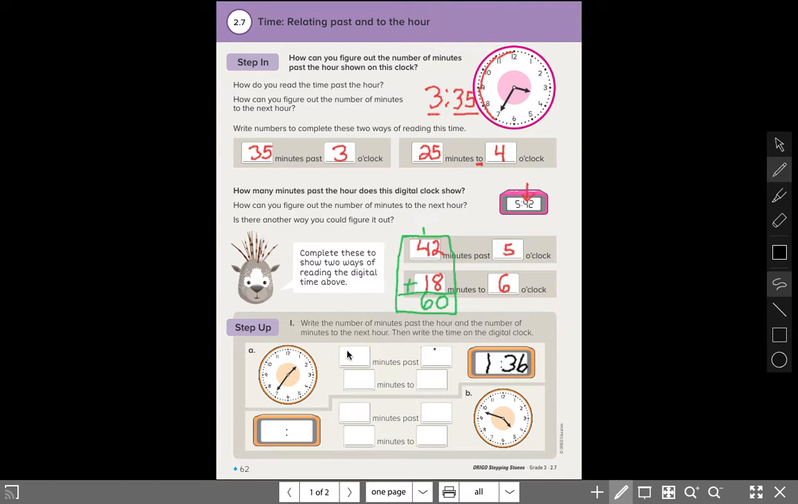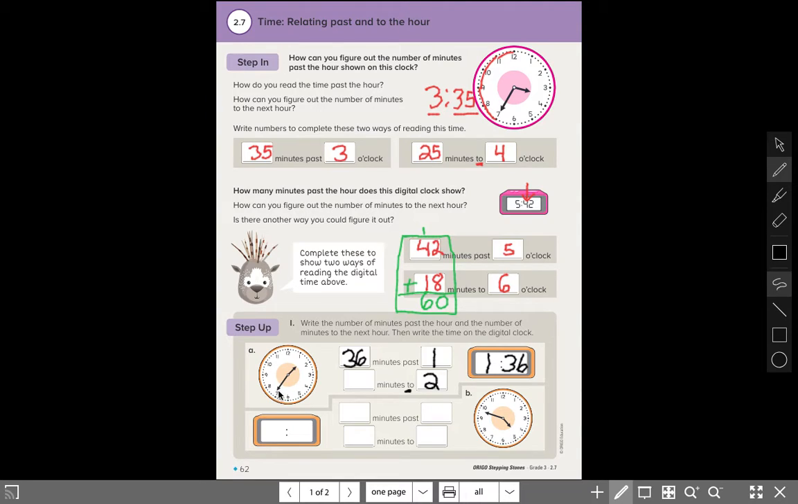36 minutes past 1 o'clock. Then minutes to. So we look at what comes after 1. 2 o'clock comes after 1 o'clock. How many minutes is it going to take us to get to 2 o'clock?